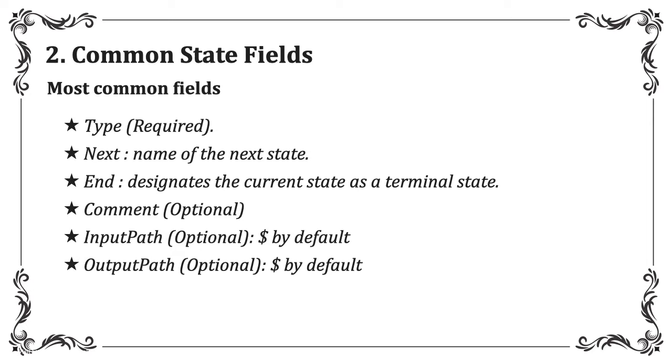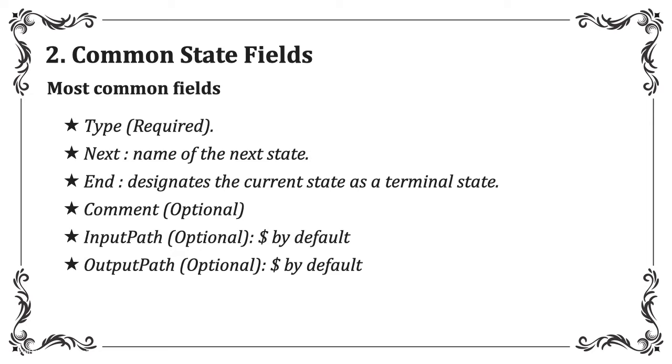The End field designates the state as a terminal state, and it would end the execution if it is set to true. Then there can be any number of terminal states per state machine. Only one of Next or End can be used in a state. Some state types, such as Choice, do not use the End field. The next field is the Comment. This is an optional field. It holds a human readable description of the state.